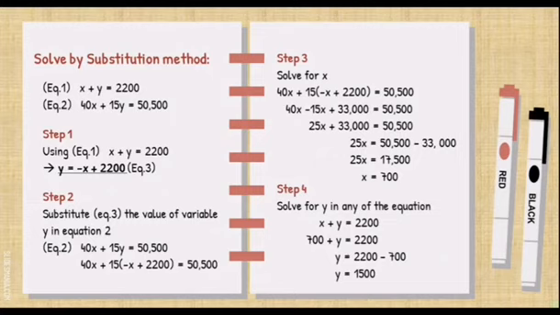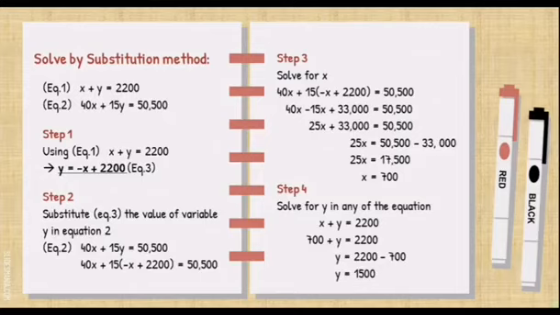And then solving for x, we need to apply the addition property of equality. So we need to add negative 33,000 to both sides. That's why we get 25x equals 50,500 minus 33,000, and we get 25x equals 17,500. And then to finally solve for the value of x, we need to divide both sides by 25. So that's why we get x equals 700. 700 was obtained from 17,500 divided by 25.